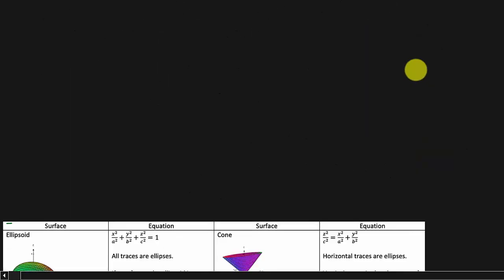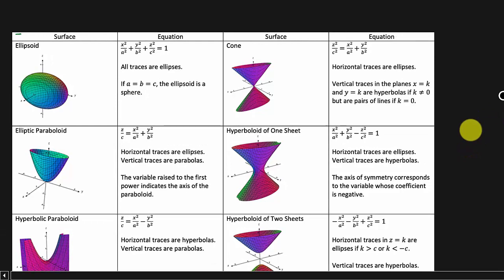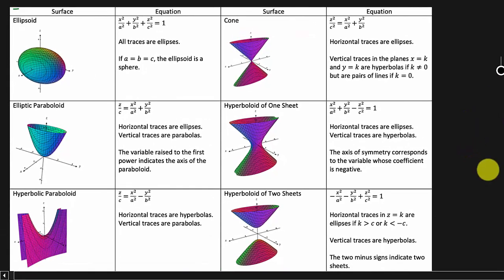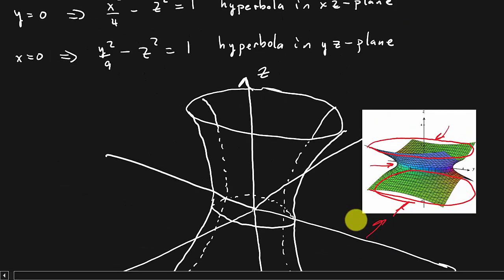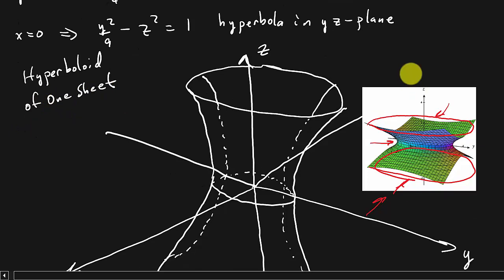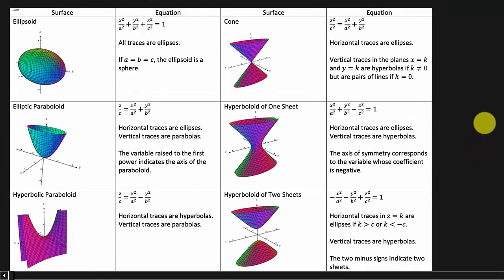Okay, now I think we're almost finished, but let's look at this right here. Here we have the 6 basic types of quadric surfaces in standard form. You've got an ellipsoid, an elliptic paraboloid, a hyperbolic paraboloid, a cone, a hyperboloid of one sheet. And actually, that's what this graph up here is. This graph up here is a hyperboloid of one sheet. And then you have a hyperboloid of two sheets.